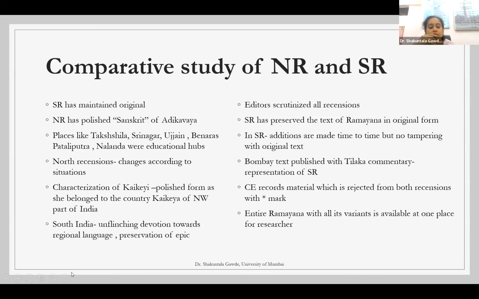Whereas in the southern tradition, they had devotion towards the regional language. Therefore, they preserved the epic as it is. Profusely, they preserved the epic as it is.